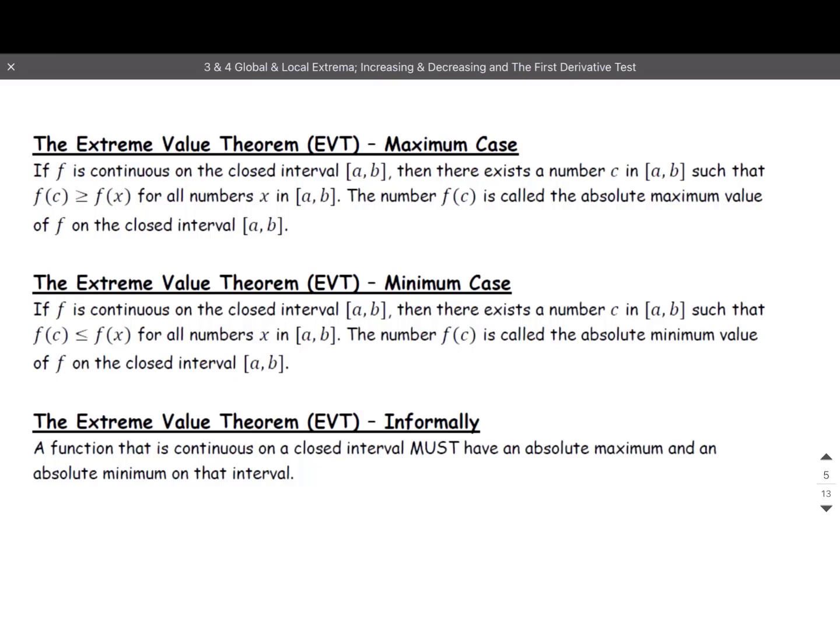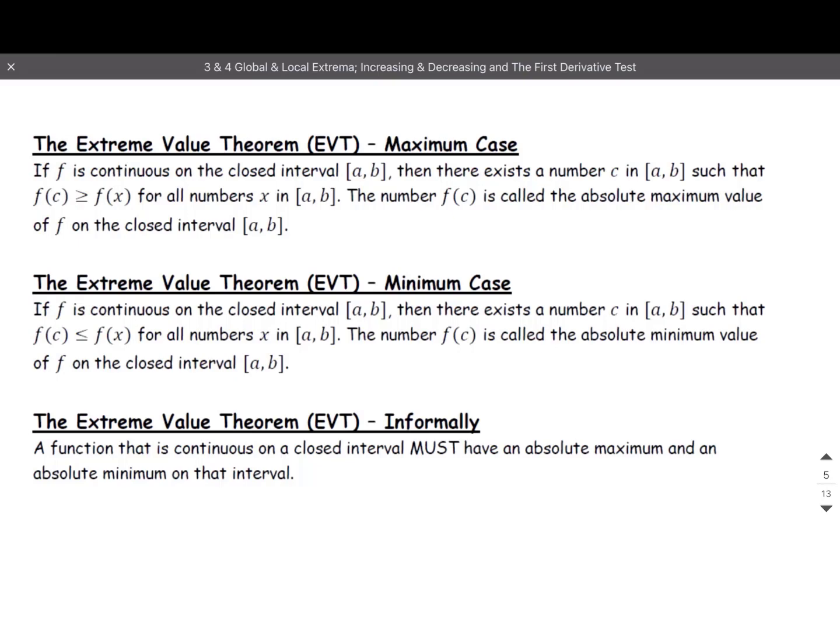The extreme value theorem for the maximum case says that if f is continuous on the closed interval, then there exists a number c in that closed interval such that f of c is greater than or equal to f of x for all numbers x in the closed interval. The number f of c is called the absolute maximum value of f on the closed interval.